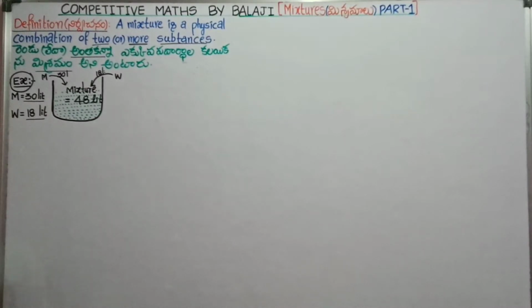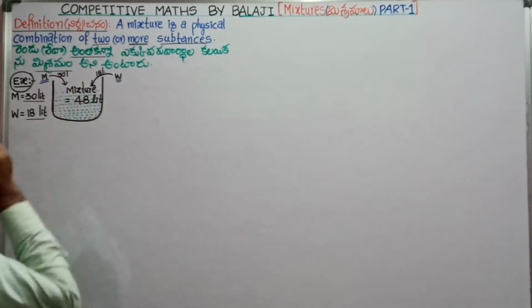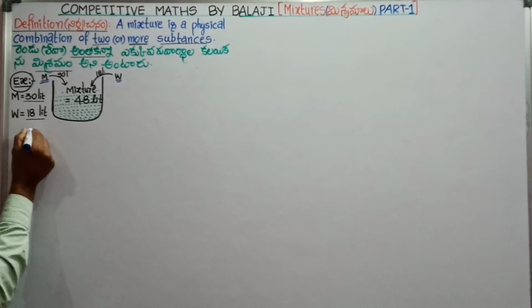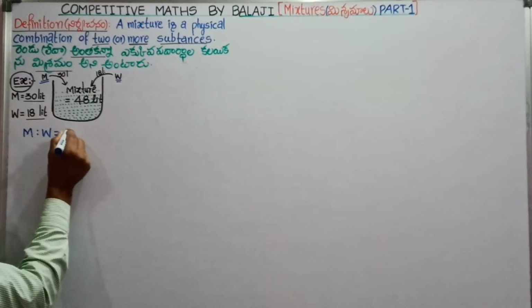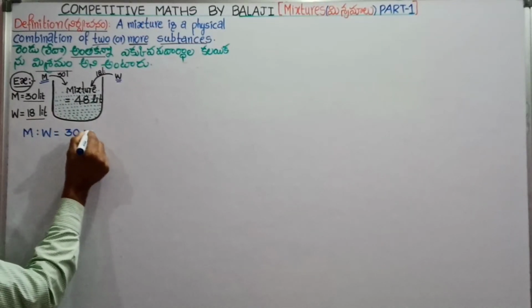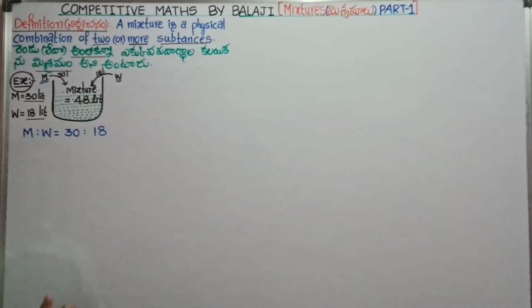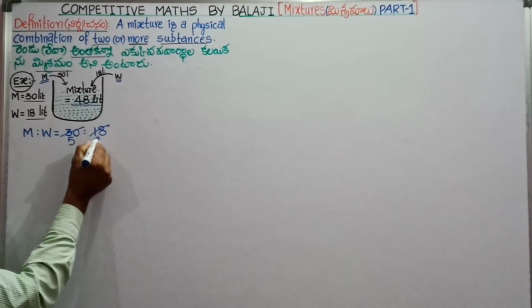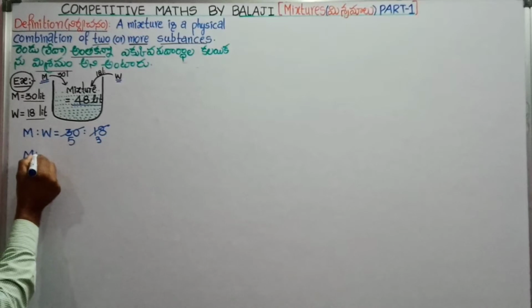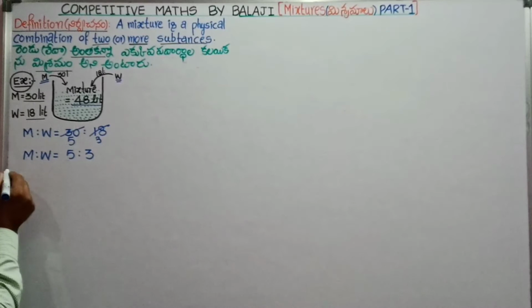We say, in which ratio are milk and water present in this mixture? That is, the ratio of milk and water present in the mixture: 30 liters of milk and 18 liters of water are added together to form the mixture of 48 liters. 6 5s are 30, 6 3s are 18. So the milk and water ratio in the mixture is 5:3.